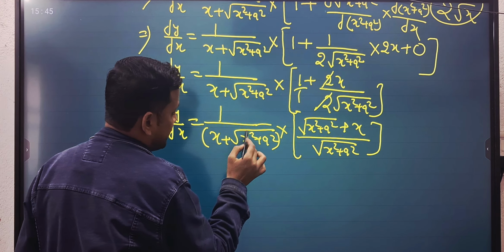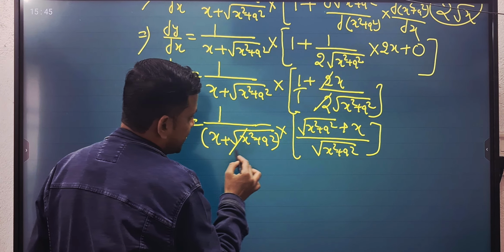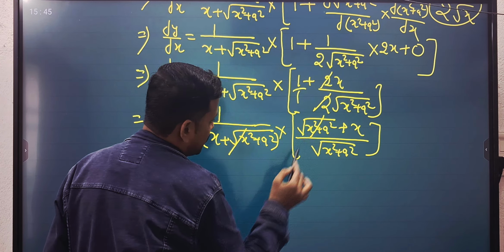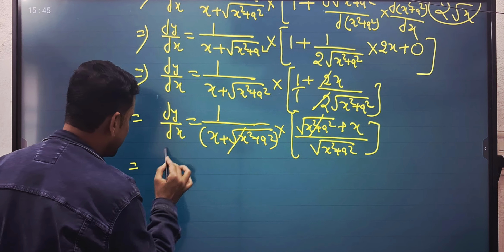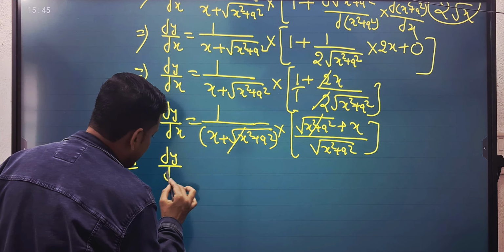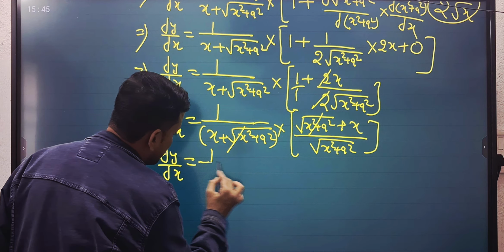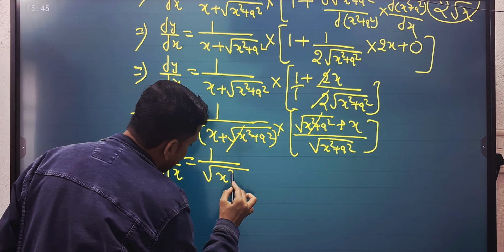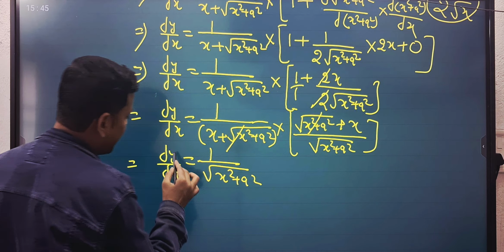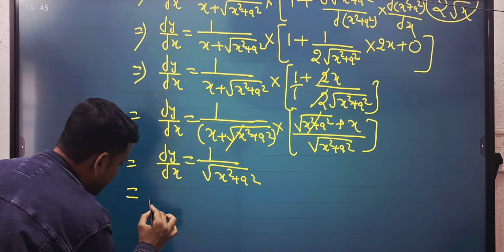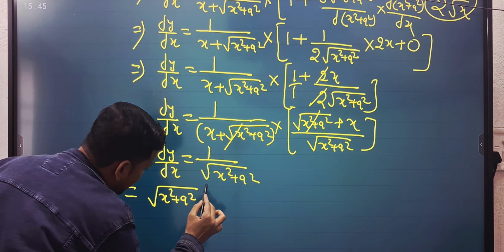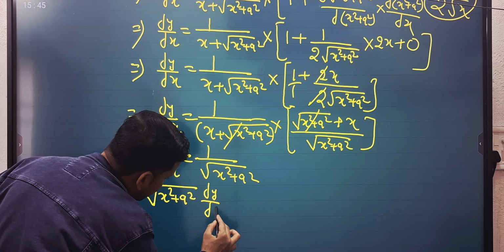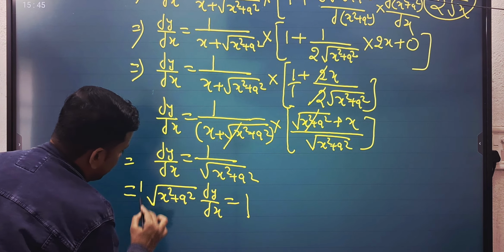Now here is the same term, x plus root under x square plus a square, and x plus root under x square plus a square. So the same term will be cancelled, and you will get dy by dx equals 1 by root under x square plus a square, and by cross multiplication you will get root under x square plus a square dy by dx equals 1.